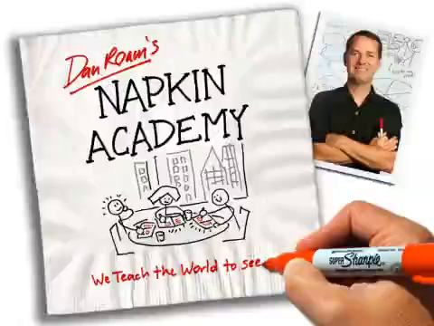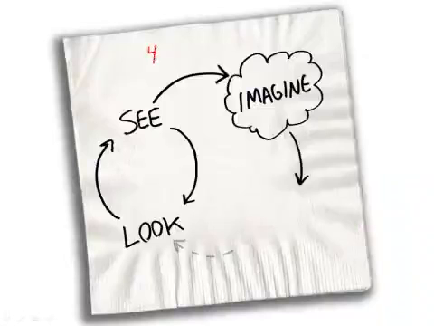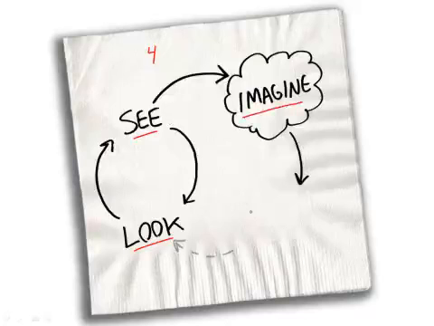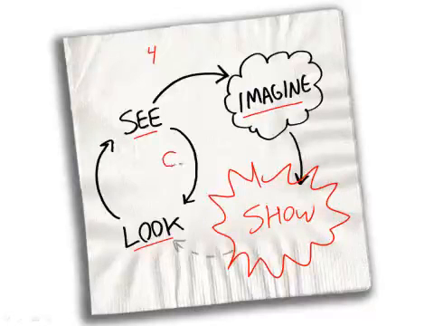This is Dan, and this is the Napkin Academy, and this lesson is process step number 4 in the visual thinking process. We've learned how to look, we've learned how to see, we've learned how to imagine, and now we are going to learn how to show. And as we go through this next series of lessons, we're going to focus in particular on a new tool called the Codex.